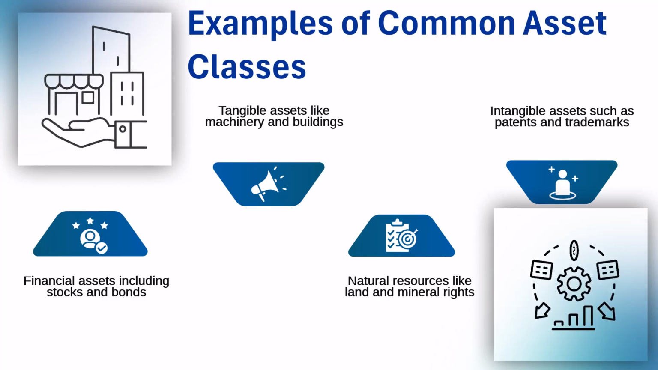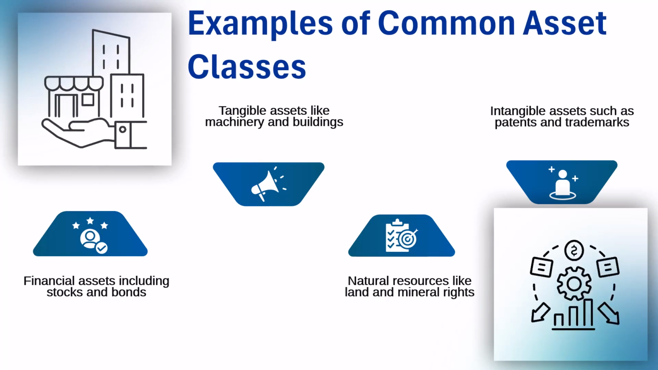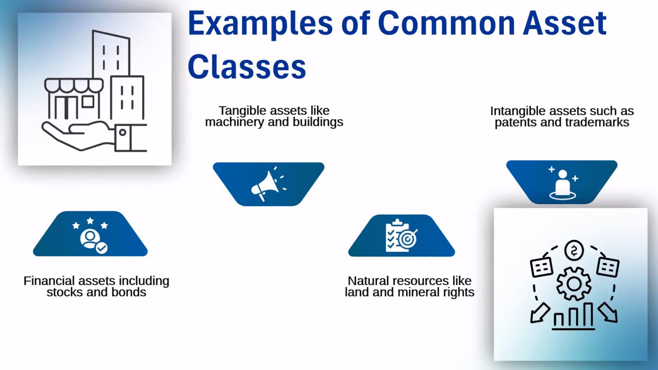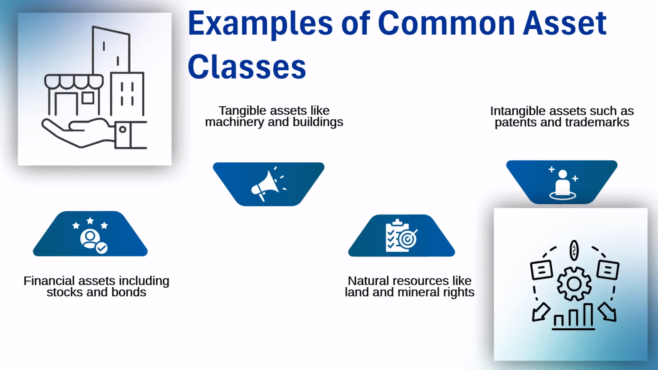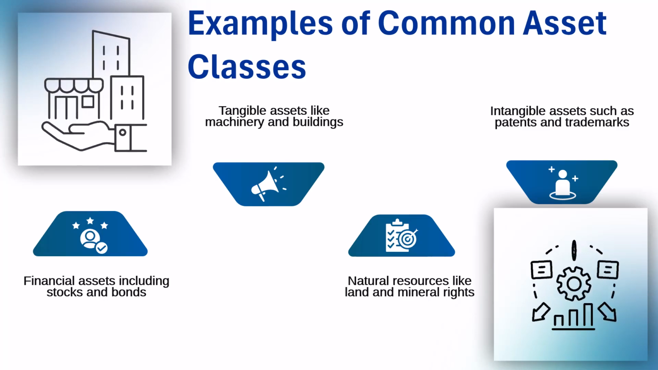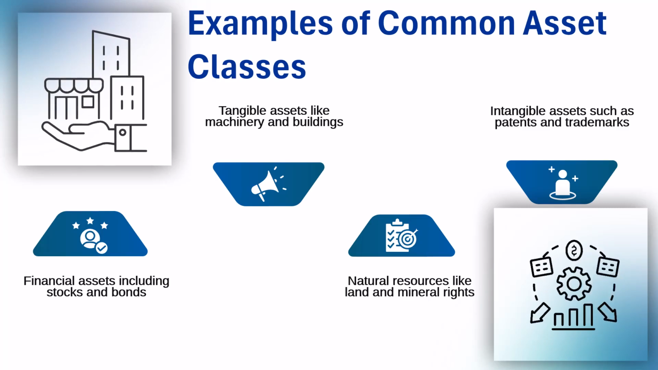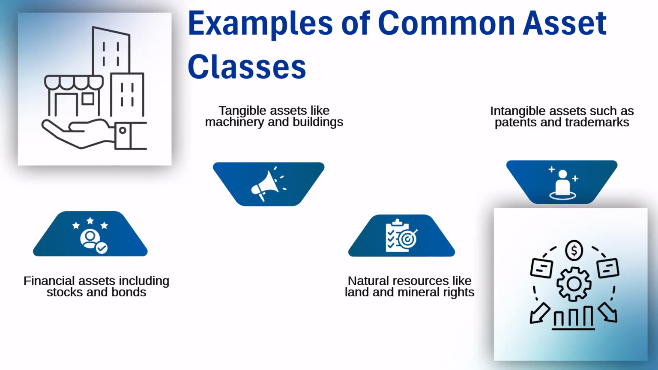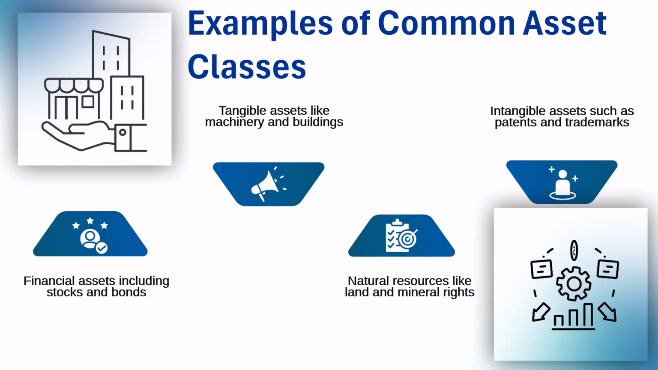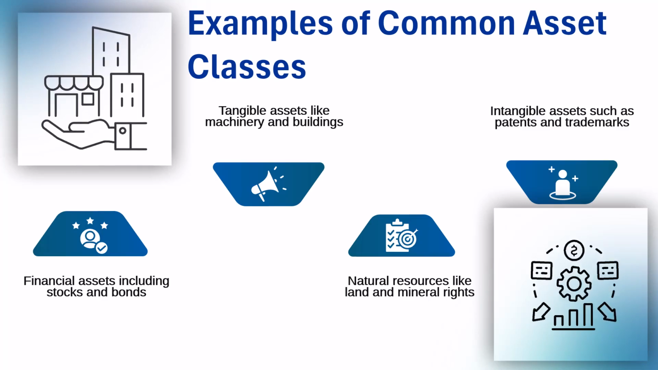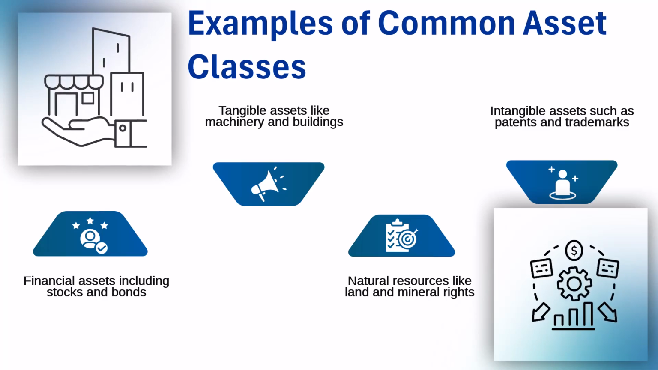Let's talk asset classes. Think of them like different types of pizza toppings. Tangible assets, that's your solid, dependable machinery and buildings. Intangible assets, more abstract, like patents and trademarks, the secret sauce of innovation. Financial assets, stocks and bonds, think of them as your investment powerhouse. And natural resources, well, land and minerals are like a farm-to-table experience.